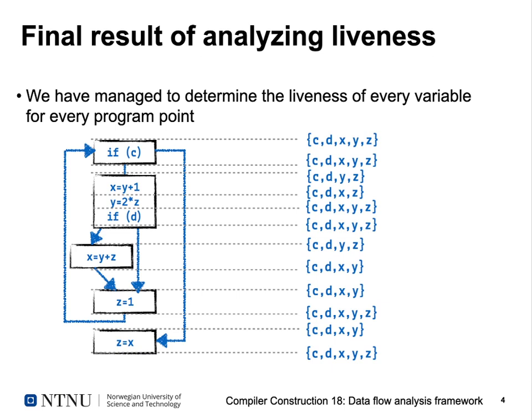So we're analyzing the liveness of variables. We have managed to determine the liveness of every variable for every program point. And we have also seen that in order to do it, in some cases we have to go around our program many times, because our initial analysis of variable liveness, which started from our last instruction and went backward to this error here, was only complete when we completed another round through our loop again here.